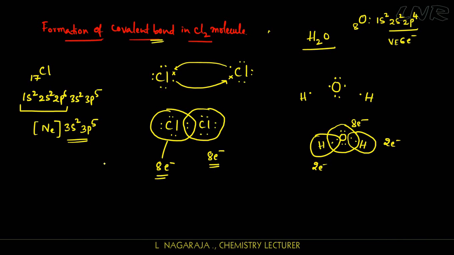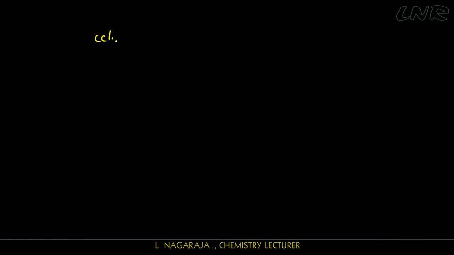And let us take one more example, that is carbon tetrachloride, CCl4. So carbon contains 4 valence electrons, and the Cl atom contains 7 valence electrons. So 1 electron from the Cl, and here 1 electron, 1 2 3 4 5 6, and the Cl. So 1 2 3 4 5 6 7, and the Cl. So 1 2 3 4 5 6 7.